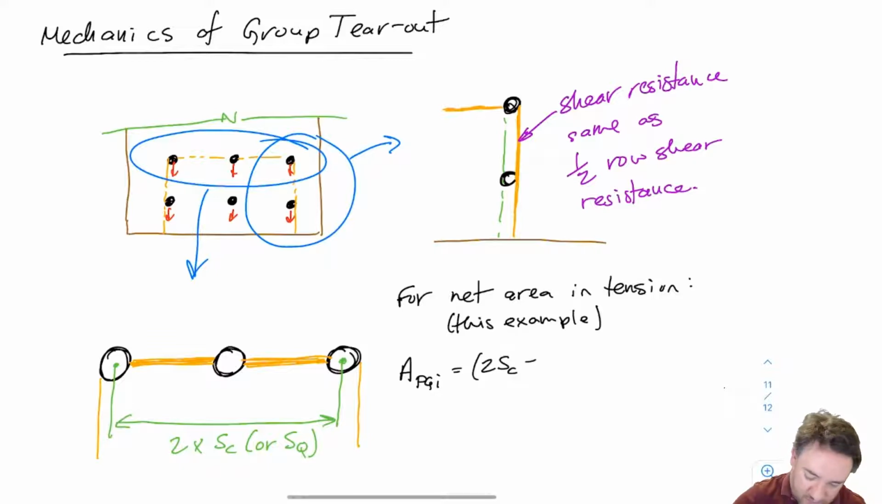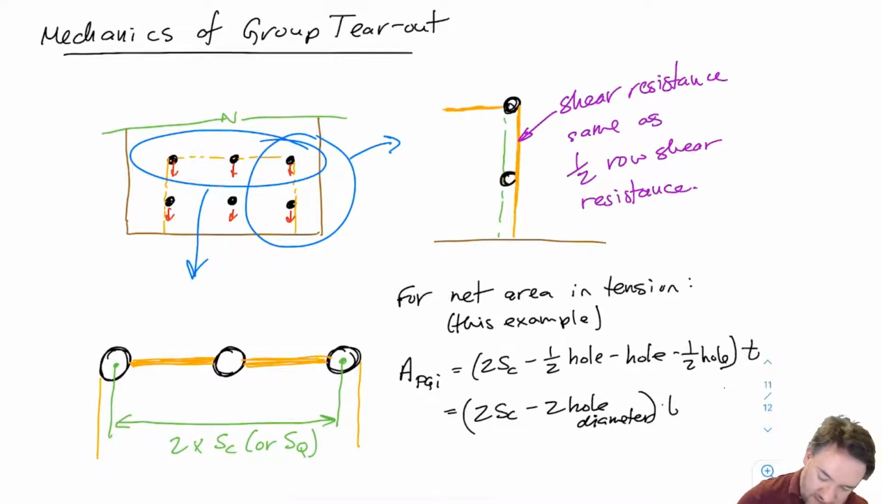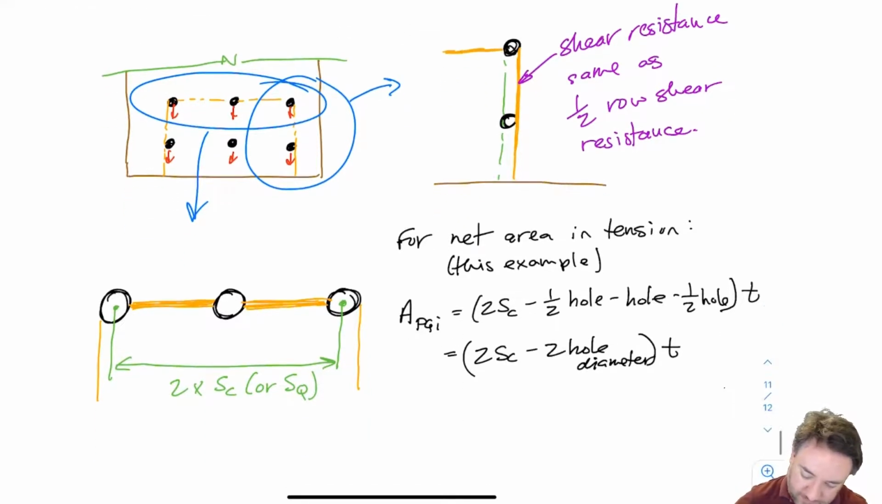And then I'm going to subtract half a hole on the left, minus the full hole in the middle, minus another half hole on the right. And I'm going to multiply all of that, of course, by the thickness T to get the area of those planes. And so I get basically 2 SC minus 2 times hole diameter, times T. And we have to remember that the hole diameter is bigger than the bolt diameter, and we usually assume it's bigger by 2 millimeters.